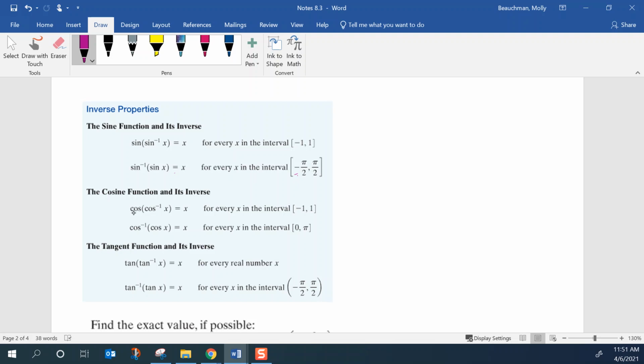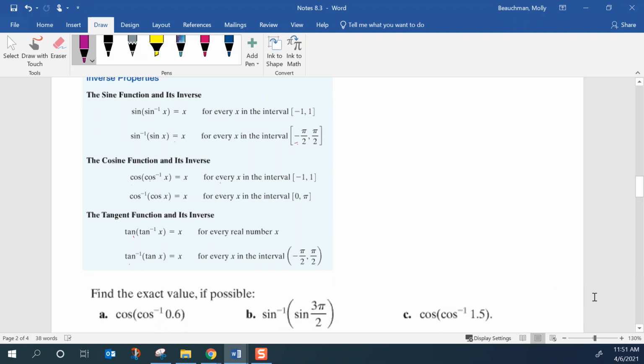For cosine, the cosine of the inverse cosine of x is x for every x in the interval. But if you're taking the inverse cosine of the cosine, x has to be only in the interval 0 to pi. And same for tangent. So it makes a difference if you're taking the tangent of the inverse tangent, or if you're starting with the inverse tangent composed with tangent. So how does this work?